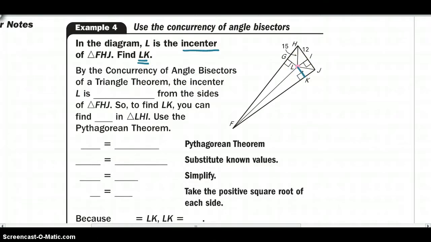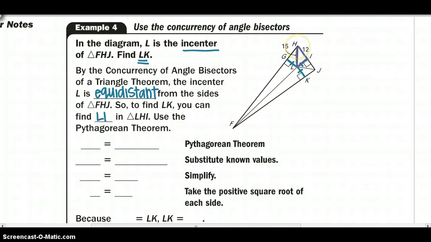So let's find that, that is what we are looking for. So by the concurrency of the angle bisectors of a triangle theorem, the incenter L is equidistant from the sides of triangle HJ. So I know that all of these sections are congruent. And we can find LI in triangle LHI. So we are looking at this triangle right here.